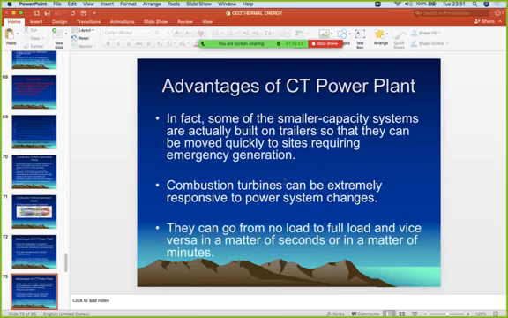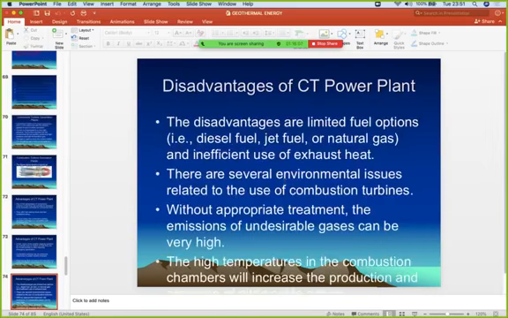Combustion turbines can be extremely responsive to power system changes. They can go from no load to full load and vice versa in a matter of seconds or in a matter of minutes. So these are the disadvantages. Limited fuel options: diesel fuel, jet fuel, or natural gas, and inefficient use of exhaust heat. So, these are limited fuel options, i.e., jet fuel or natural gas.